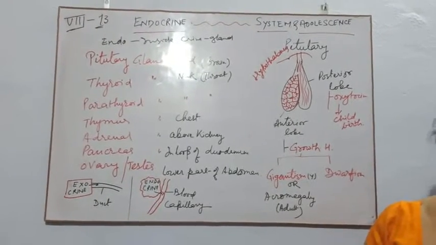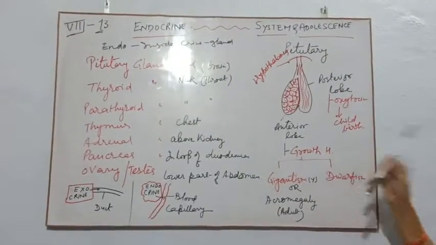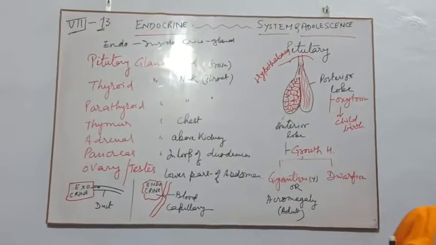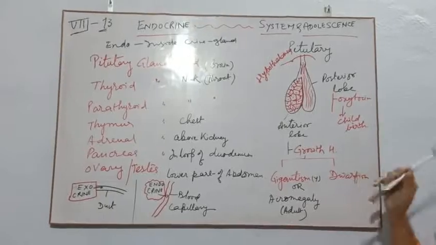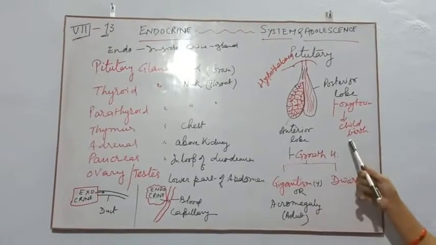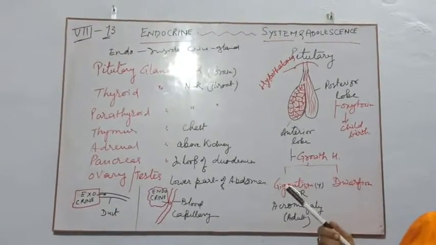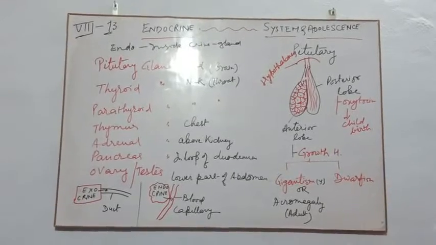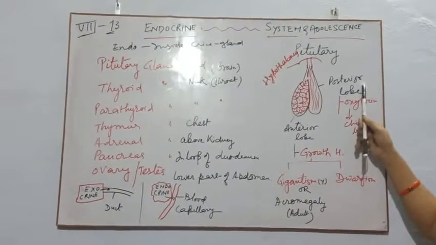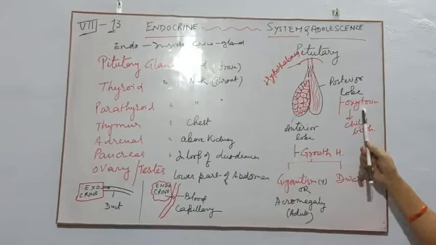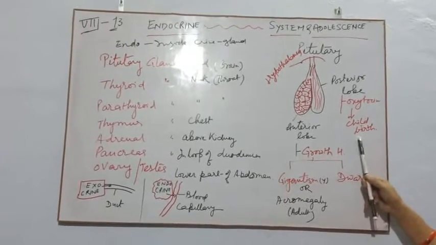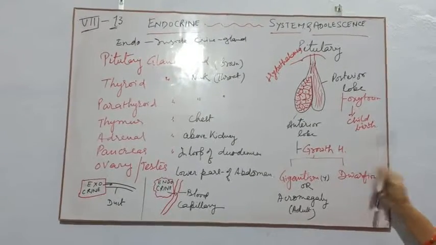Oxytocin is the hormone which helps in childbirth. It is present in the female body and helps the pregnant woman in childbirth. So this is the function of the posterior lobe. It will release oxytocin, and oxytocin helps in childbirth.